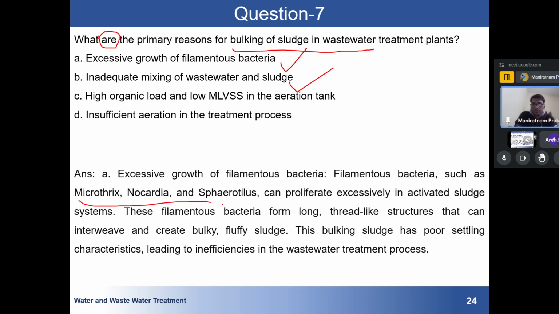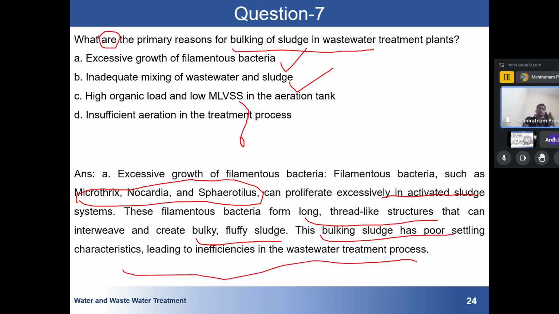These are different types of filamentous bacteria. Just remember what filamentous means. Bacteria has some kind of filament. You must know what this filament is. These are different kinds of filamentous bacteria that generally occur in the activated sludge system. These filamentous bacteria form long thread-like structures, can intertwine and create bulky, fluffy sludge. This bulking sludge has poor settling characteristics, leading to inefficiency of wastewater treatment.